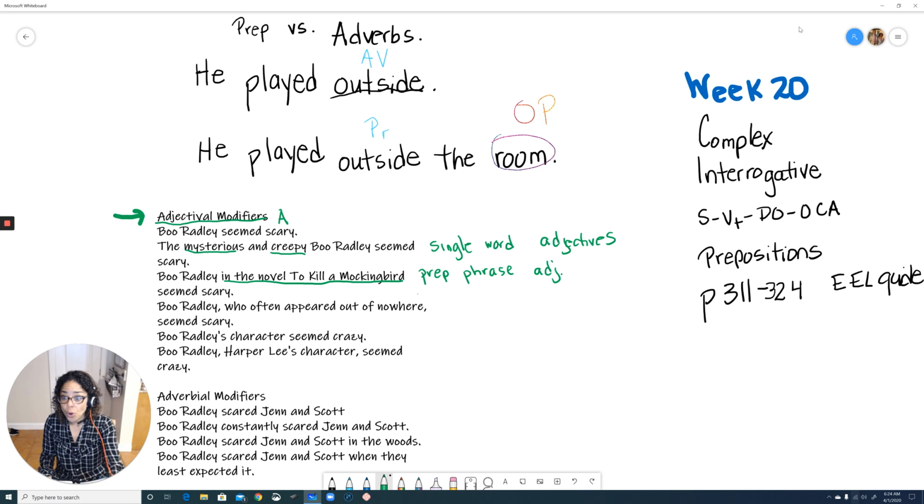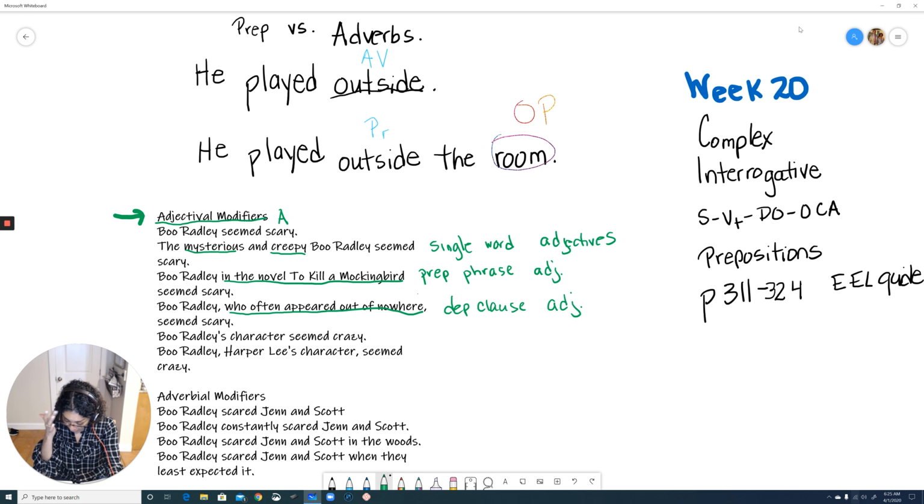Okay? Now we'll go to our next sentence. Boo Radley, who often appeared out of nowhere, seemed scary. So, wow, we're learning about complex sentences still. This is actually a complex sentence, and the subordinating or dependent clause is our adjective. So it's our adjectival modifier. That's a dependent clause acting like an adjective. So our dotted line would go under Boo Radley, right? Connecting who often appeared out of nowhere to our noun there, Boo Radley.